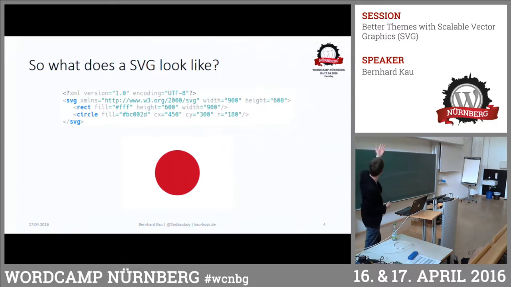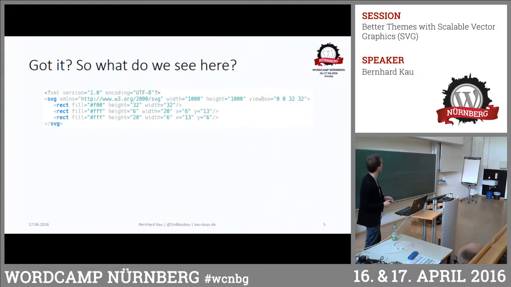So quite easy, and those few lines of code are a scalable image of the flag of Japan, and you can scale it up to any size. And it doesn't grow, if you show it at 5,000 by 4,000 pixels, it's still those few lines of code. Okay, let's have another example. Maybe someone can guess what this is. It's three rectangulars, two white, one red, and they're somehow opposites in width and height. Any guesses? No? No one from Swiss here?